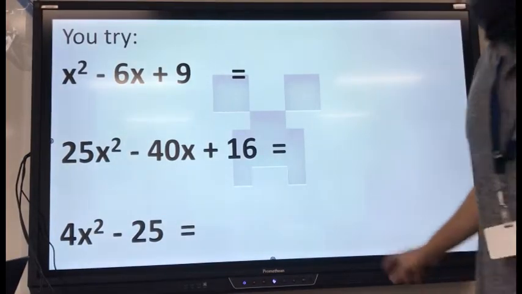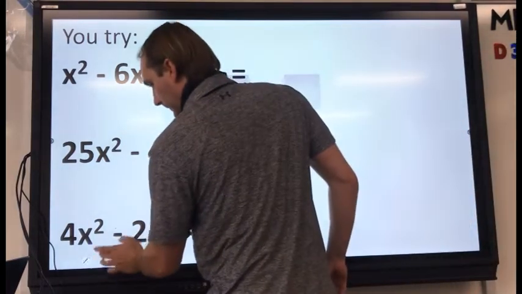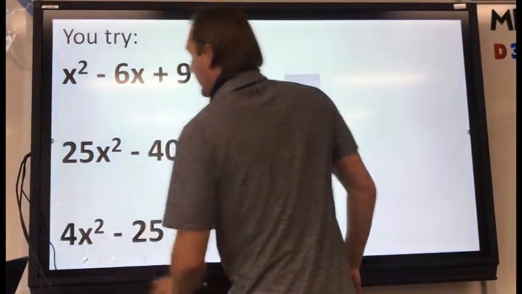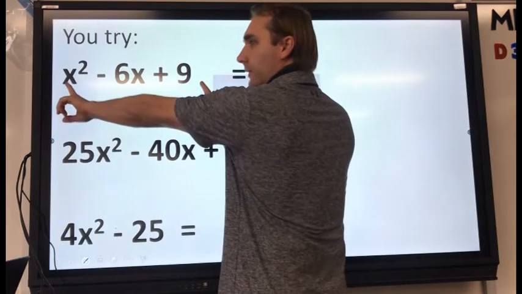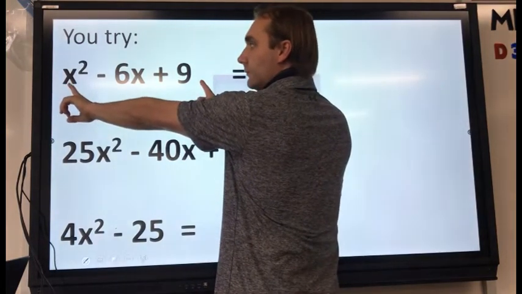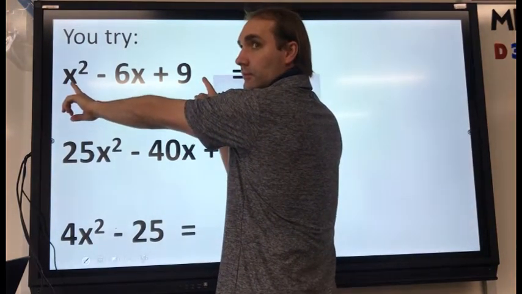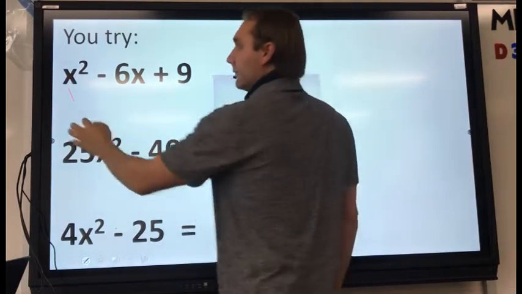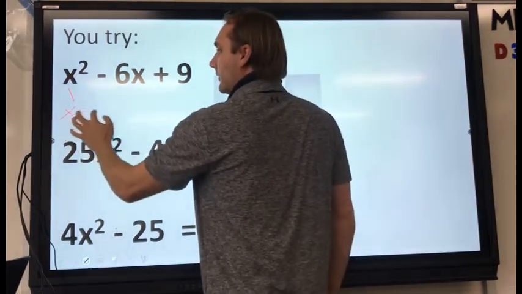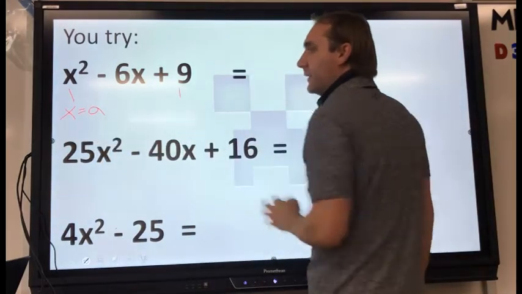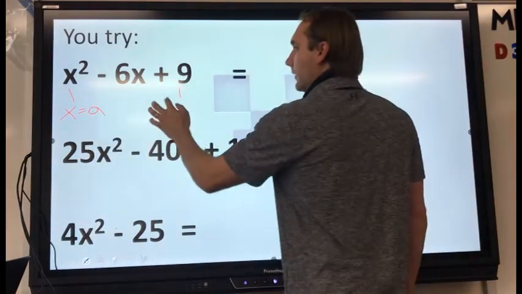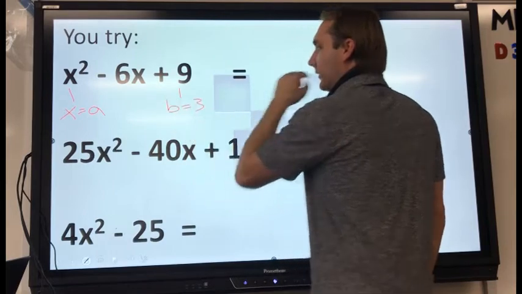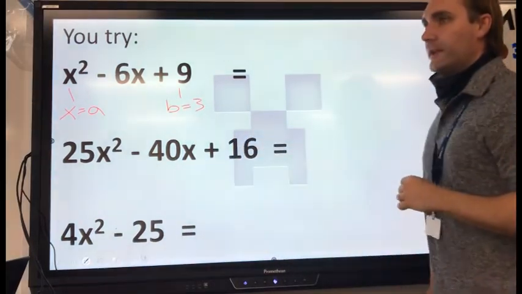Okay, let's look and see how you did. First, I need to recognize, is this a perfect square on the ends? Yeah? X squared is what times what? X times x, right? So x is my a. And what is my b value here? 3 times 3. So b is 3.